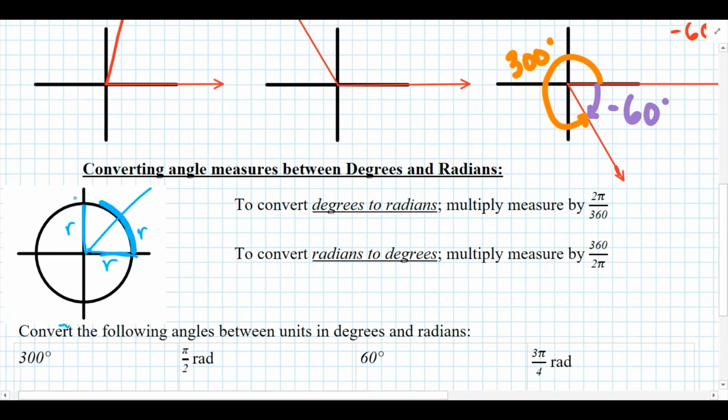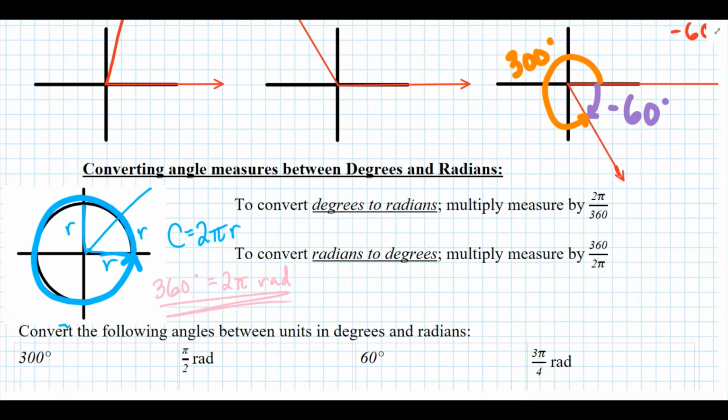Since the length around a full circle, or a 360-degree rotation, is 2 times pi times a circle's radius, we say that there are 2 times pi radians in a complete circle. This is helpful in converting measures as well.